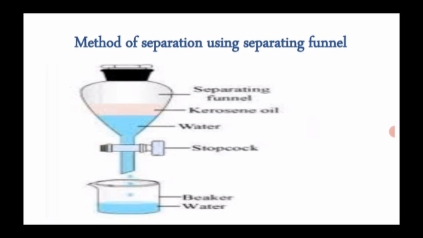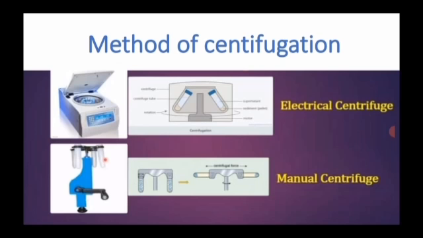Pour a mixture of kerosene and water into a separating funnel with its stopcock closed. Close the stopper. Fix the separating funnel firmly on a stand. Leave the mixture in the funnel undisturbed for a while. Water will remain below and kerosene will float on it. Now, without shaking the funnel, remove the stopper. Open the stopcock to collect the water at the bottom of the funnel in a beaker. Close the stopcock when all the water is collected into the beaker. Now, kerosene and water are separated.